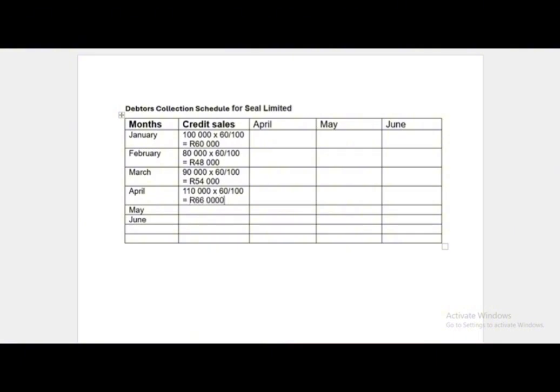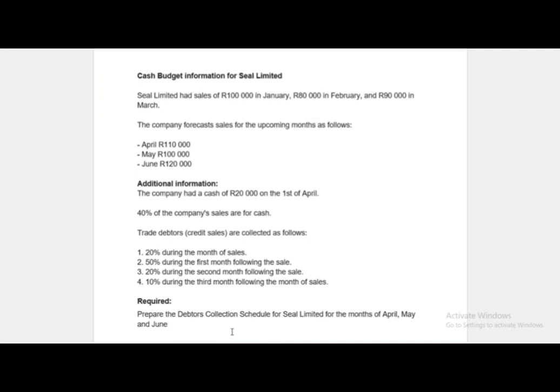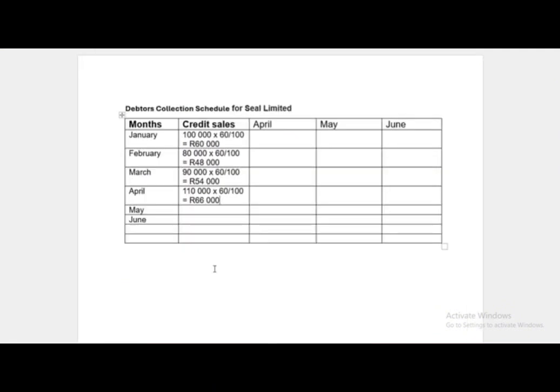66,000 is your credit sales for April. And then May, let's calculate credit sales for May. For May, we've got a total of 100,000 sales, and we need 60% credit sales. It's going to be the same as January, right? So we can just say 100,000 to indicate the calculation. We multiply by 60, we divide by 100, and then we get 60,000 rand.